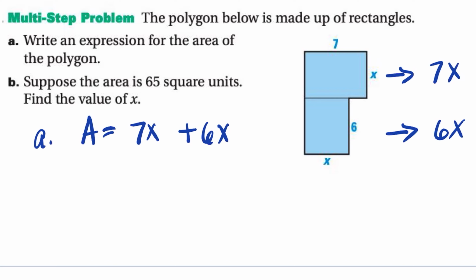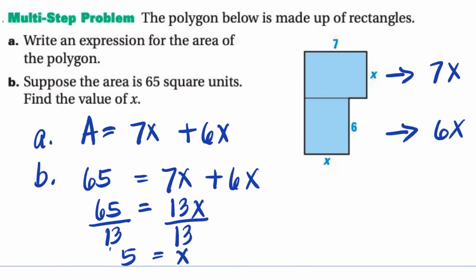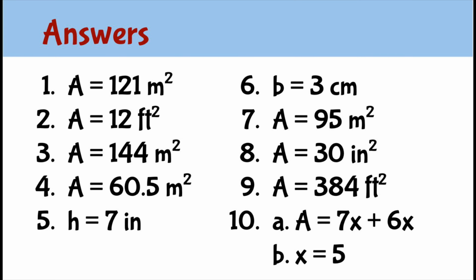For letter B, suppose the area is 65 square units, find the value of x. So here the area is 65, so we can replace A with 65, and we have 7x plus 6x. Solving the equation, we can combine like terms. 7x plus 6x is 13x, left side is 65. Doing the inverse operation, we can divide both sides by 13. So the x value here is 5 units. Here are the answers.